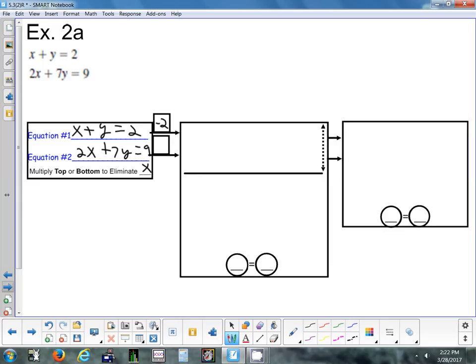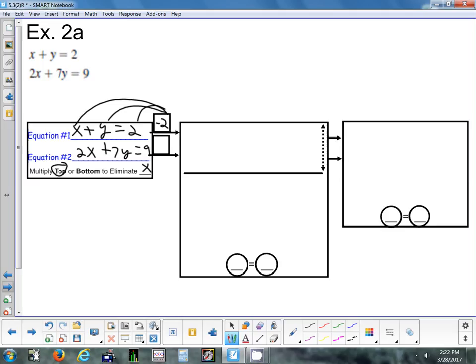I have a question, why is it negative 2? Because if you do negative 2 times X, what do you get? You get negative 2X. What's in the bottom equation? 2x. Positive 2X. What happens with a negative 2X and a positive 2X? They're going to eliminate. Okay? So we multiplied the top equation by negative 2.